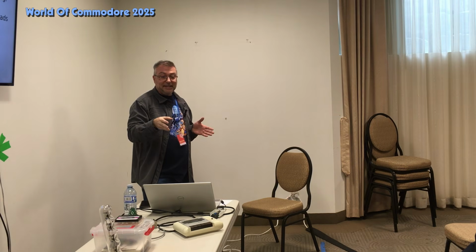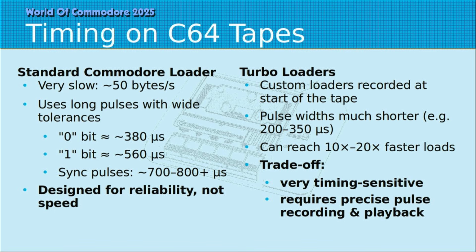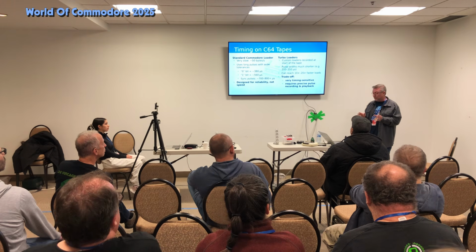This is to accommodate the fact that not all Datasettes run at the same speed, the tape material, and the elasticity of the tape. Just to be safe, they use that. And even more, they duplicate the data twice on the tape. That's why it takes so much time, because if there is an error in the first version, the Commodore uses the second version.